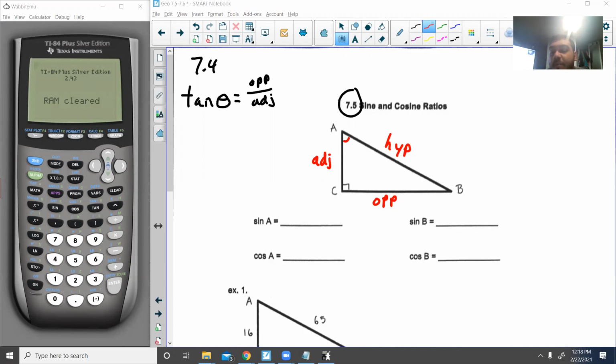All right. So 7.5, sine and cosine ratios. Now, tangent, as I mentioned from last time, is opposite over adjacent. Now we have two more. Sine, you pronounce this sine, even though it's spelled sin. Sine of theta is a unique ratio. It's going to be the opposite over the hypotenuse. This you definitely want to write down. So opposite over hypotenuse.